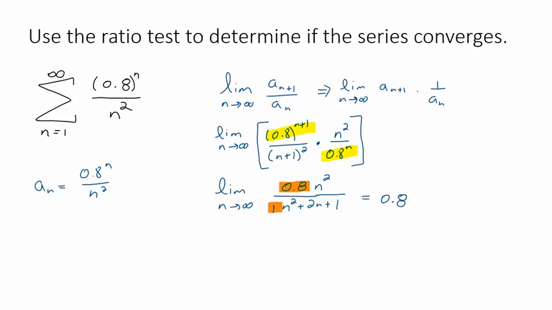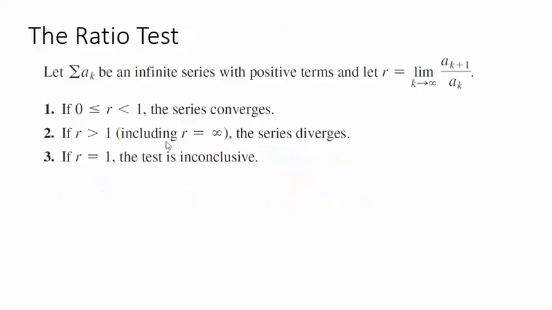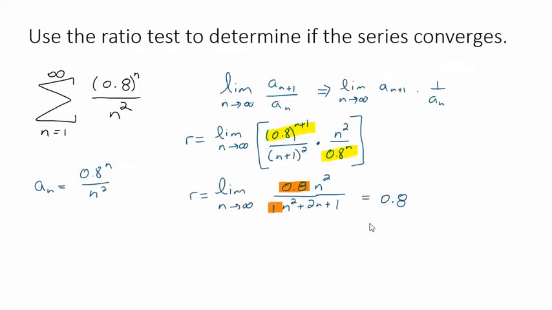Let's go back and look at our ratio test again. What does that tell us? This is our R value here. So our R value is 0.8, which is between 0 and 1. That tells us that this series right here will converge, sometimes written with a nice little symbol like that. Now what does that sum converge to? I don't know. This test doesn't tell us what it converges to. It just tells us that it does converge.